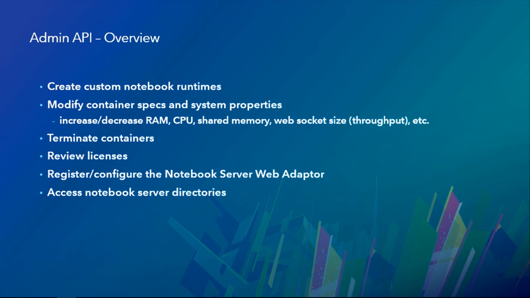Okay, moving on to the admin API. So the admin API allows you to do a lot of different things. You can create custom notebook runtimes. You can modify your container specs. So this is really important because if you are trying to work through workflows and you're feeling like, this isn't doing anything for me, what is the deal? Odds are you probably have your container set to be super tiny. So you should look at upping that. Things that you can increase or decrease are things like RAM, CPU, shared memory, and your WebSocket size.